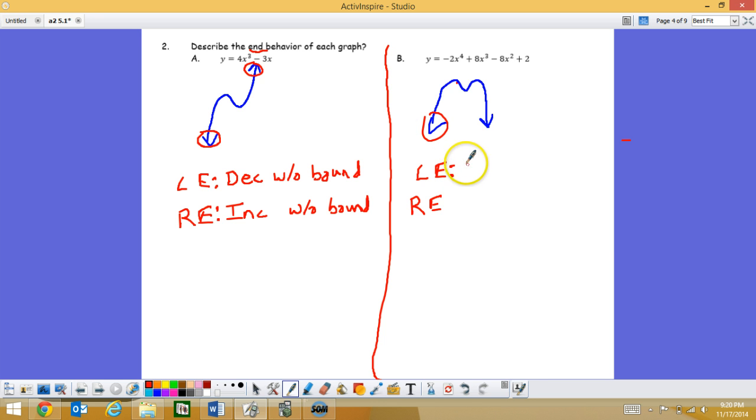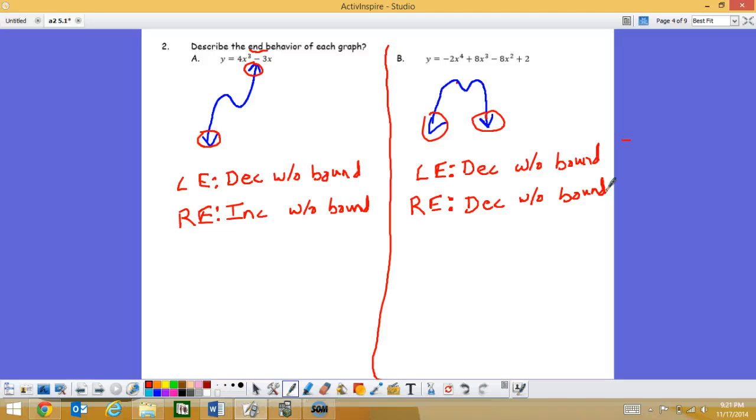So since it's going down, we say it's decreasing without bound. And on the right end, which is over here, it's doing the same thing. It keeps going down and down and down. So the right end is also decreasing without bound. And that is the end behavior of these functions.